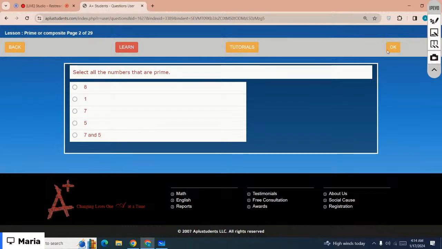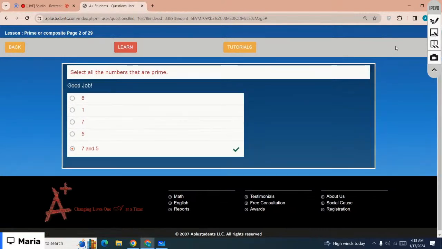Okay, the next one is select all the numbers that are prime. Which is the correct option? Which numbers are prime here? 8, 1, 7, and 5. Very good. The two numbers that are prime are 7 and 5. They both are prime. The correct option is 7 and 5. 8 and 1 are not prime numbers, right?